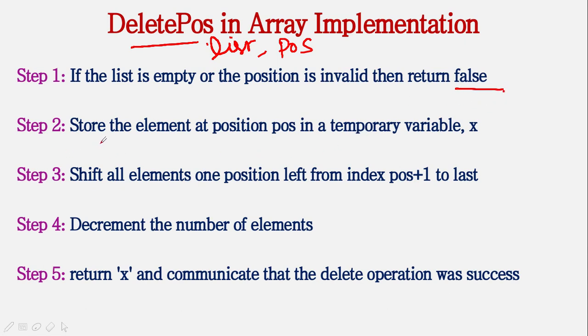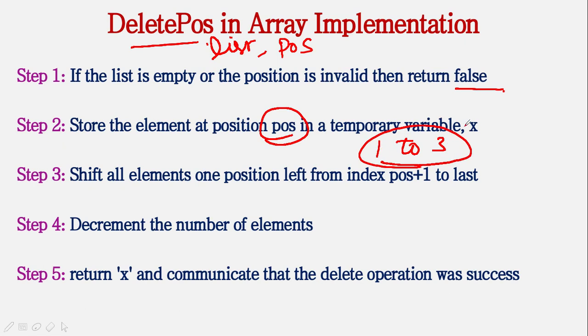And the second step is, if the position is valid and the list is not empty, then we should store the element at the position in the temporary variable x. Now in the algorithm perspective, we are just going to talk only about human indexing. So if there are 3 elements, then the valid positions are from 1 to 3, and 0 or 4, those things are going to be false.